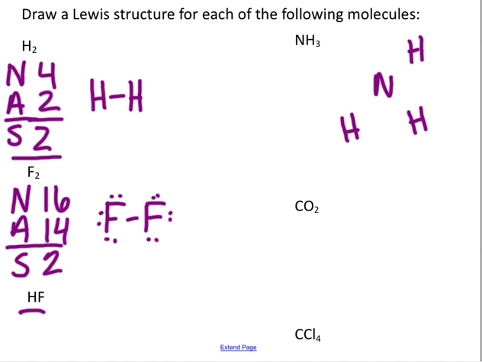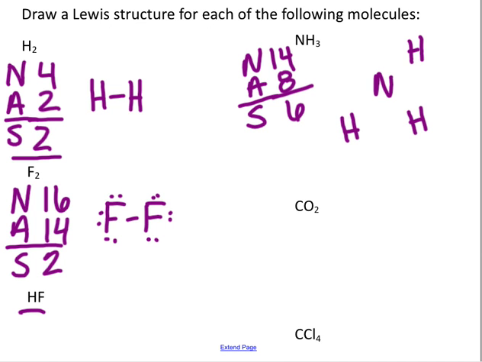Sometimes I like to set things up before I actually start drawing. I mean, doing needed, available, shared, but that's your call. So needed, available, shared. How many do we need? 8 plus, each hydrogen needs 2, right? 2 times 3 is 6. So 8 plus 6 is 14. How many do we actually have? Nitrogen is 5, and each hydrogen is 1. So 5 plus 3 is 8, meaning we're going to share 6.